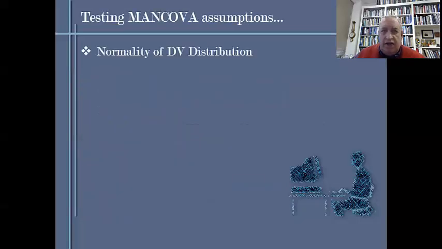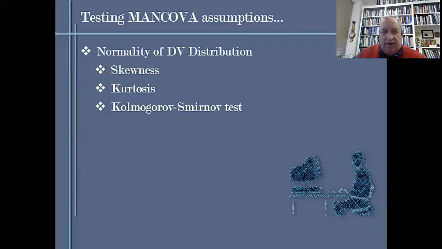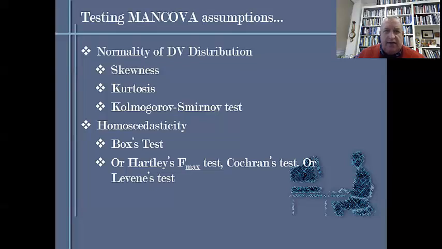In testing the Mancova assumptions, we're first going to look at the normality of the dependent variables distribution. And we're going to look at skewness, we're going to look at kurtosis, and then we look at this test that we've been seeing, the Kolmogorov-Smirnov test, and that is a part of the normality function that when you're computing, will come up and you will read that. And you want that to be not significant. Then for homoscedasticity, we're going to again use Box's test. And if we're not able to use it, then we go to either Hartley's Fmax test, Cochran's test, or Levene's test, which we've used in the past.